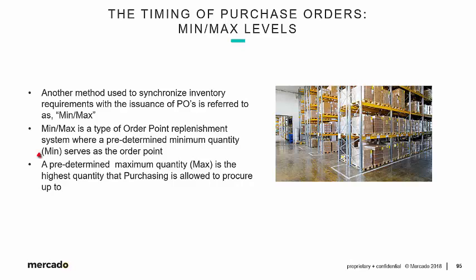Conversely, third bullet, a predetermined maximum quantity, called the max, is the highest quantity that purchasing is allowed to procure up to. With the min, we in purchasing are only allowed to have a product deplete down to a predetermined amount. That's an inventory management decision, by the way, what that min is going to be. And when we replenish, we're only allowed to buy up to a maximum amount. The whole design of min-max is to make sure we never run out because we have a certain min, but that we never buy too much because we have a max as well.